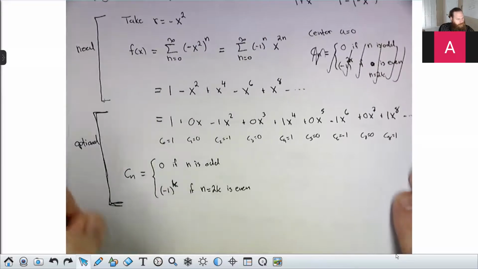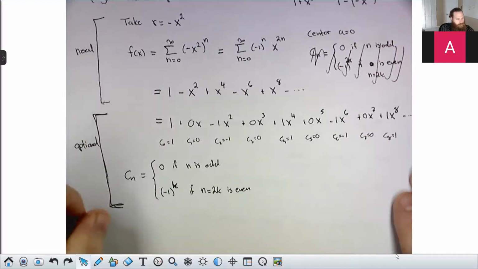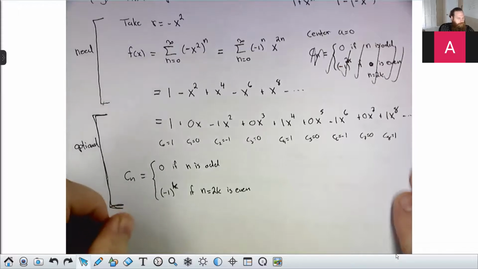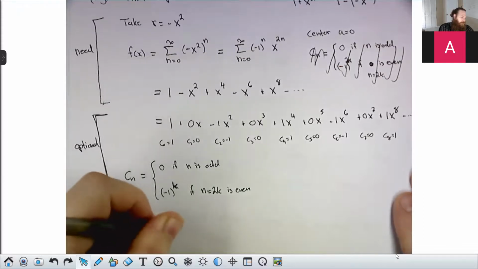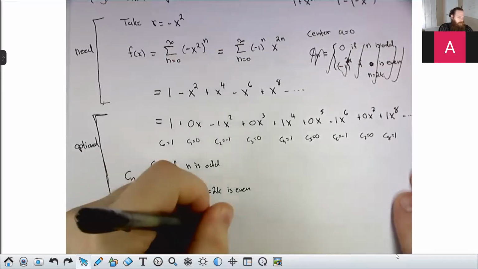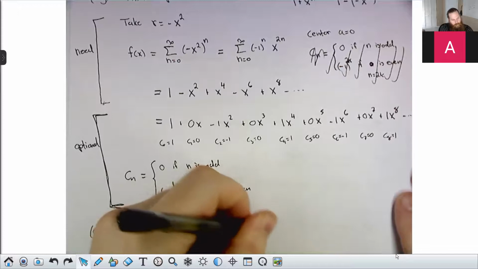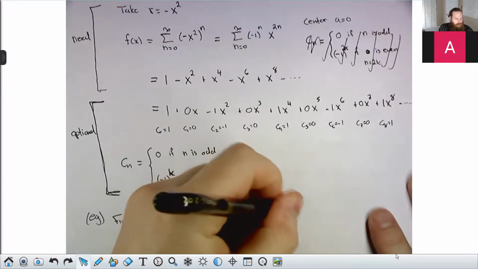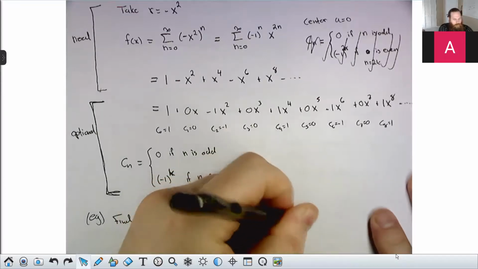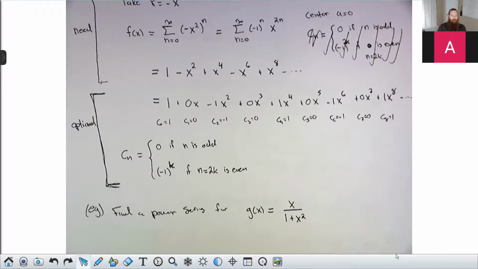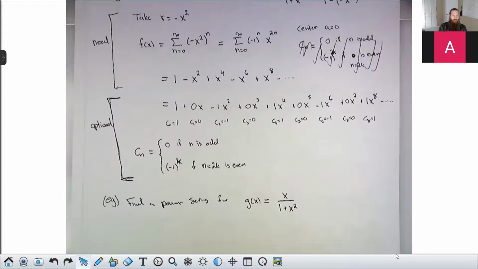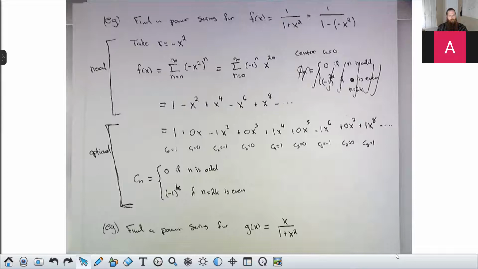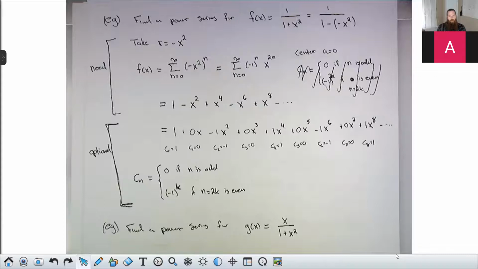Let's do one more thing along these lines here. I'm going to call this function g of x because it's closely related to the function f of x above. So I'd like to find a power series for x over 1 plus x squared. And we just found a power series, mind you, for 1 over 1 plus x squared. Any ideas what we could do here?